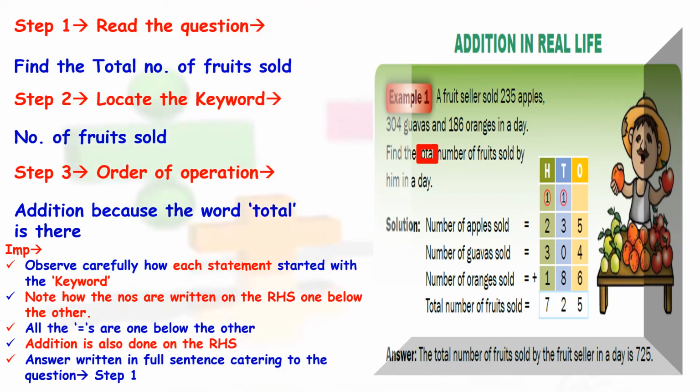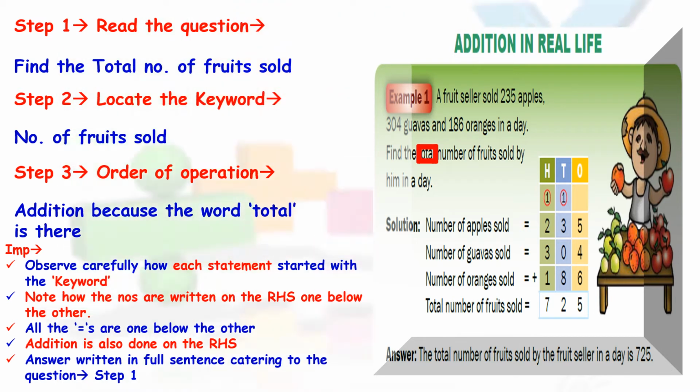Then the third step is to identify the order of operation. So what is the magic word here? See, the magic word has been encircled. The magic word here is total. That means we have to add. Remember children, observe the solution given on the slide very carefully.